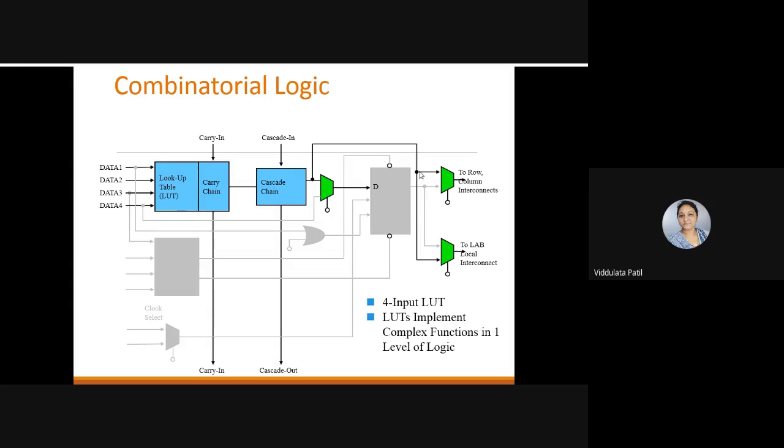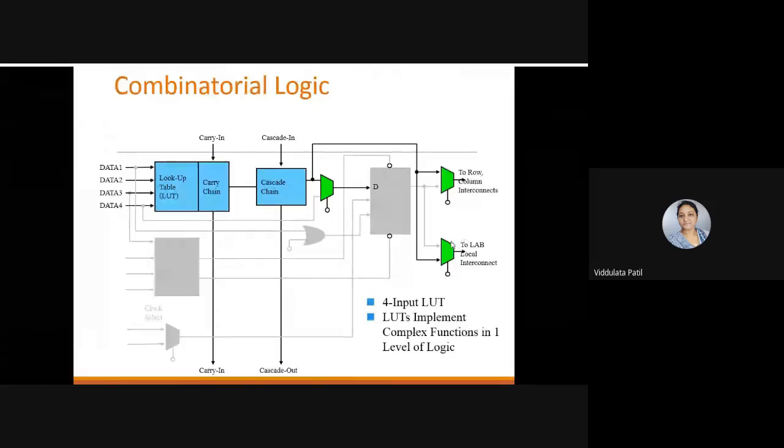Okay. So when there is a combinatorial circuit here, the lookup table output will be given through the carry chain and cascade chain to this multiplexer as an input, and then it will be given to the row as well as column interconnects. And at the same time, if required, it will be given as an input to the logic array block local interconnects. Okay, so it will be given.